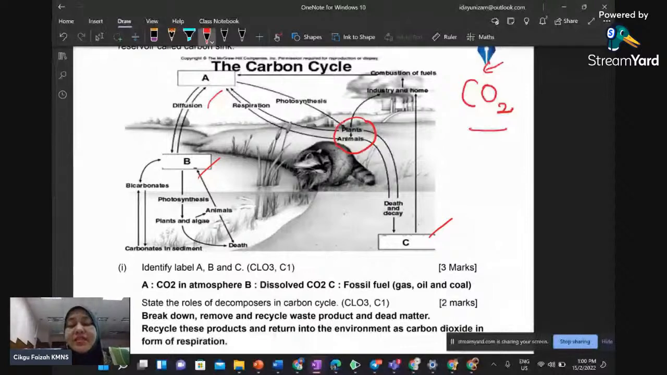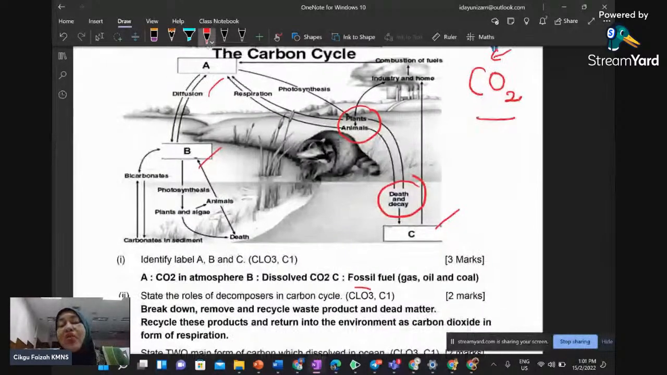Okay, so when there is a death and decaying plants and animals, okay, it will undergo the process what we call as a formation of fossil fuel. Ini akan takes a very long time kelas, okay, beratus-ratus juta tahun, then kita akan dapat the fuel. Okay, minyak kelas, mahal kan? Right, okay, that one is C. Okay, kalau A, you nampak kat sini kelas, diffusion.